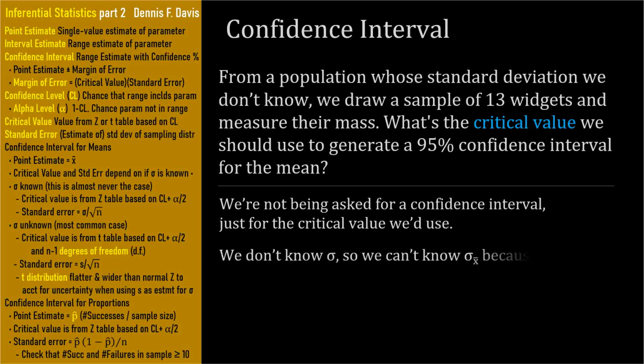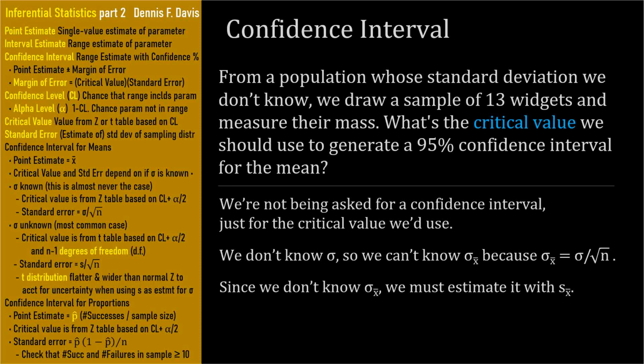We don't know the population standard deviation sigma, so we can't know the standard deviation of the sampling distribution, sigma sub x bar, because sigma sub x bar equals sigma divided by the square root of the sample size. Since we don't know sigma sub x bar, we must estimate it with the standard error of the mean, s sub x bar. And when we use s sub x bar to estimate sigma sub x bar, we'll use t instead of z to account for the extra uncertainty in using s sub x bar as a substitute for sigma sub x bar. Now, this was a detailed explanation of the reasoning to aid your understanding.